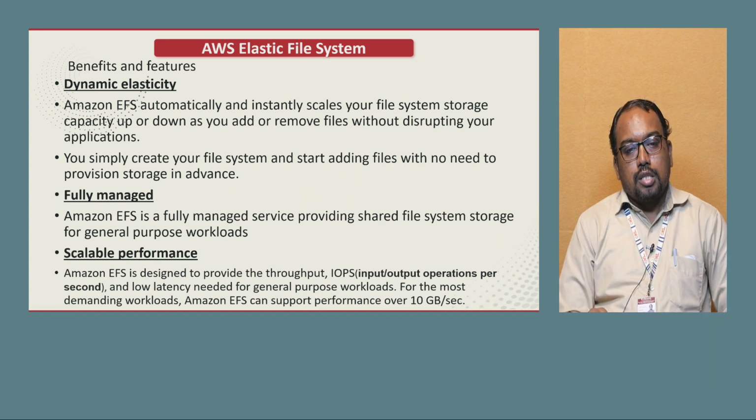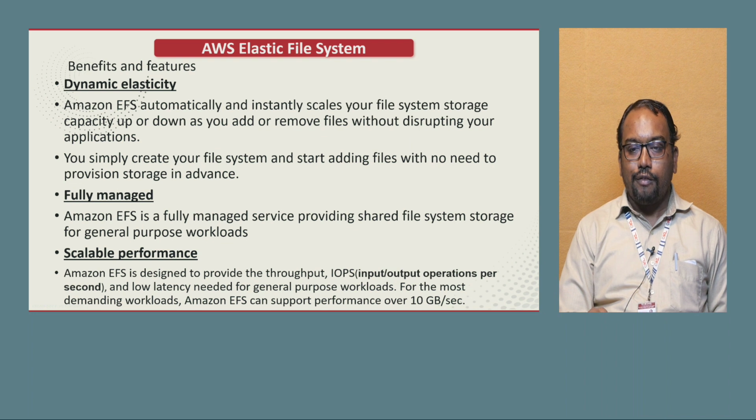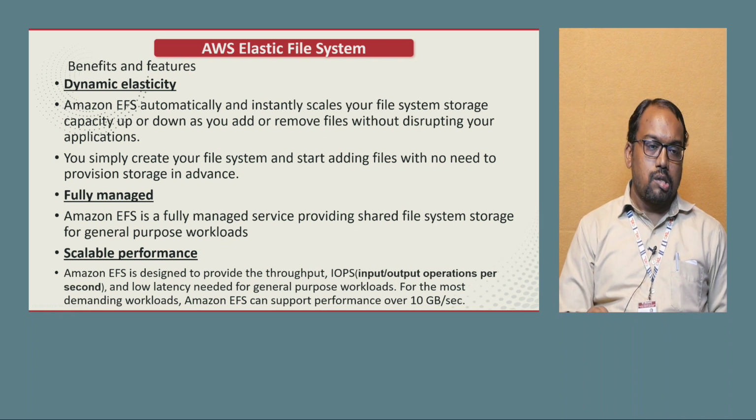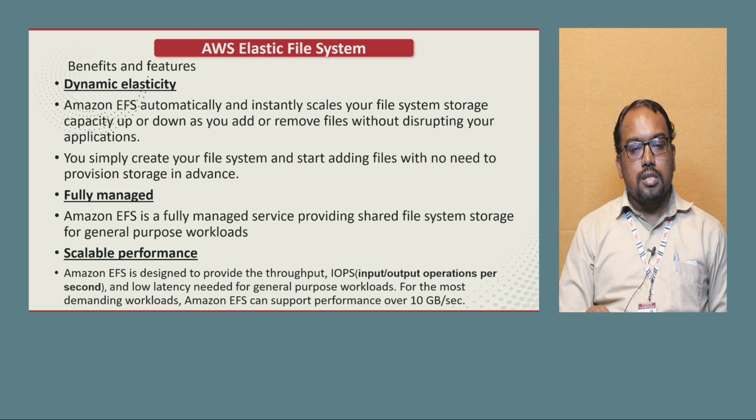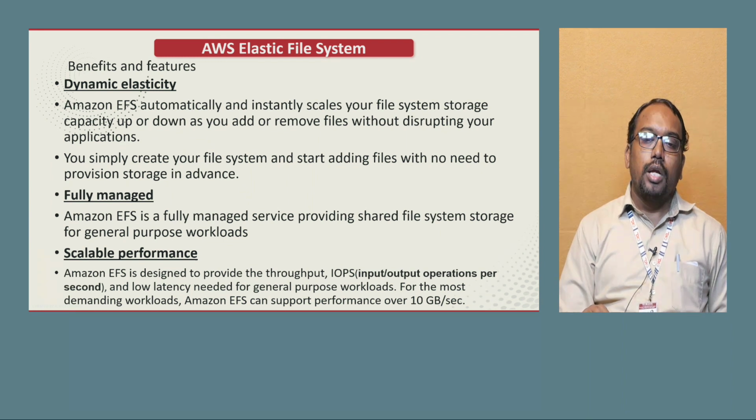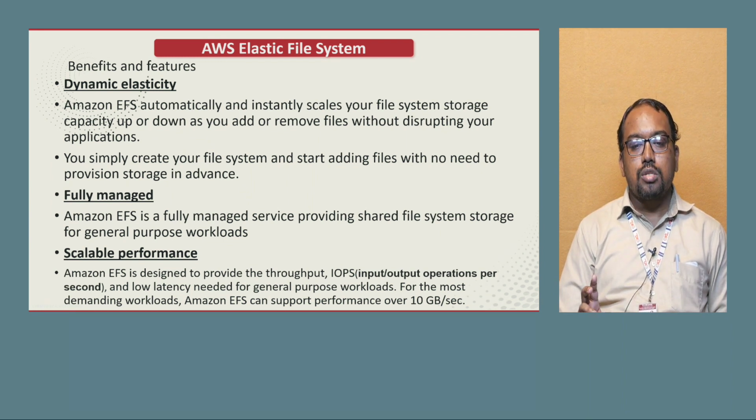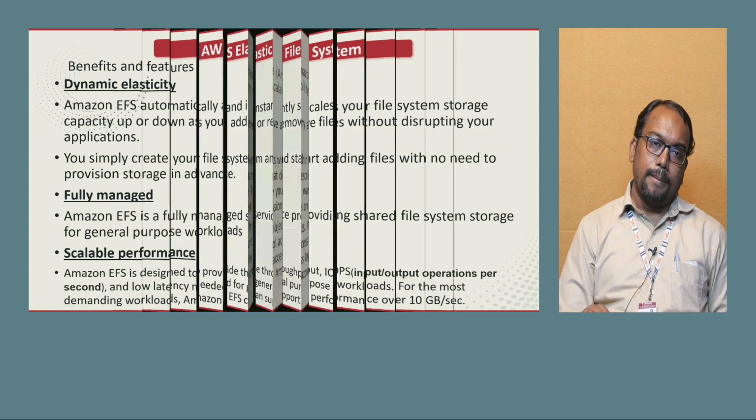Amazon EFS is a fully managed service providing a shared file system for general purpose workloads. And scalable performance: AWS EFS is designed to provide high throughput and IOPS, that is input and output operations per second. So it will be most efficient and most active. EFS supports a performance of 10 GB per second.